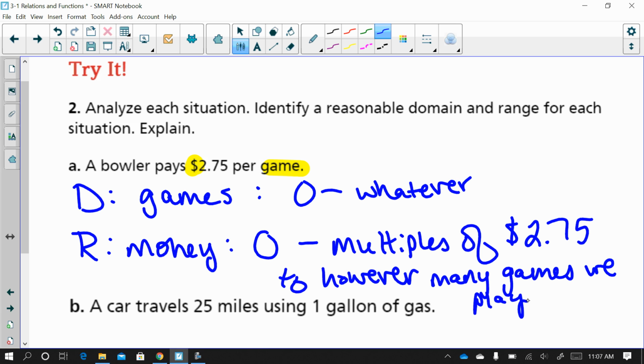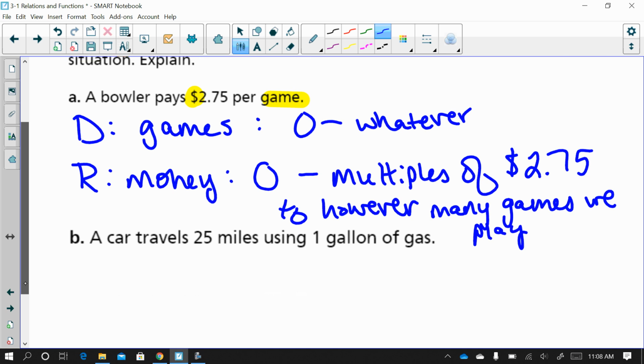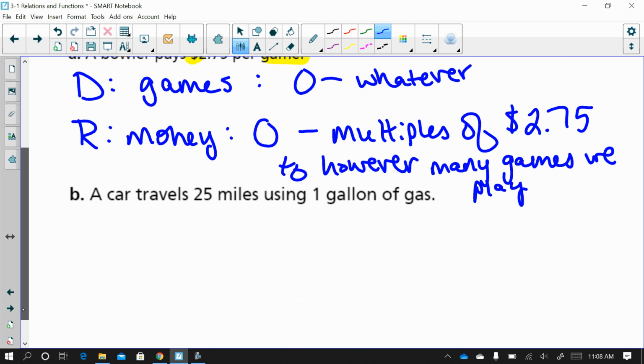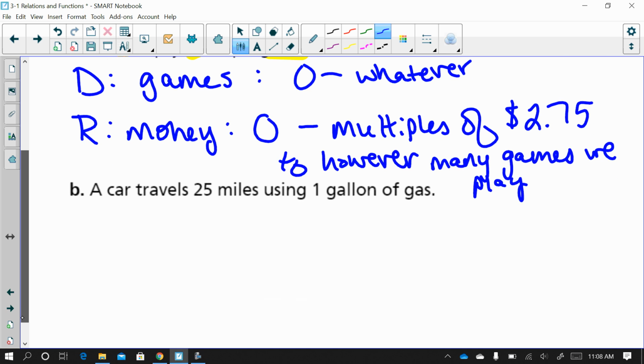Okay, so then I could extend this even a little bit further. Would my number of games be continuous or discrete? Well, this would be discrete, because I'm not going to pay for half a game. I have to play a whole number of games. So that's another example there. Okay, part B, pause the video and try this problem.